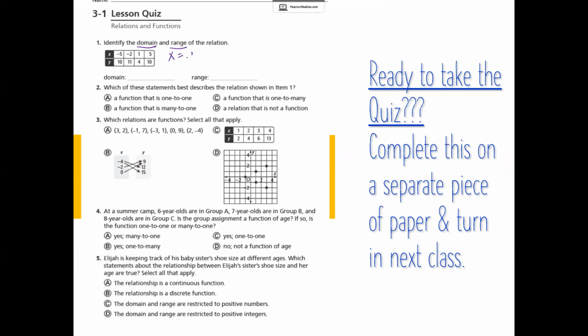So here we go. X is going to be your domain, and the x values are the numbers I am boxing right now. So -5, -2, 1, and 5. Range is y. So range is going to be the numbers I'm boxing in green. That's going to be 10, 11, 4, and 10. Is this a function? Yes, it is, because you do not have any x values repeating. So therefore, it is a function.